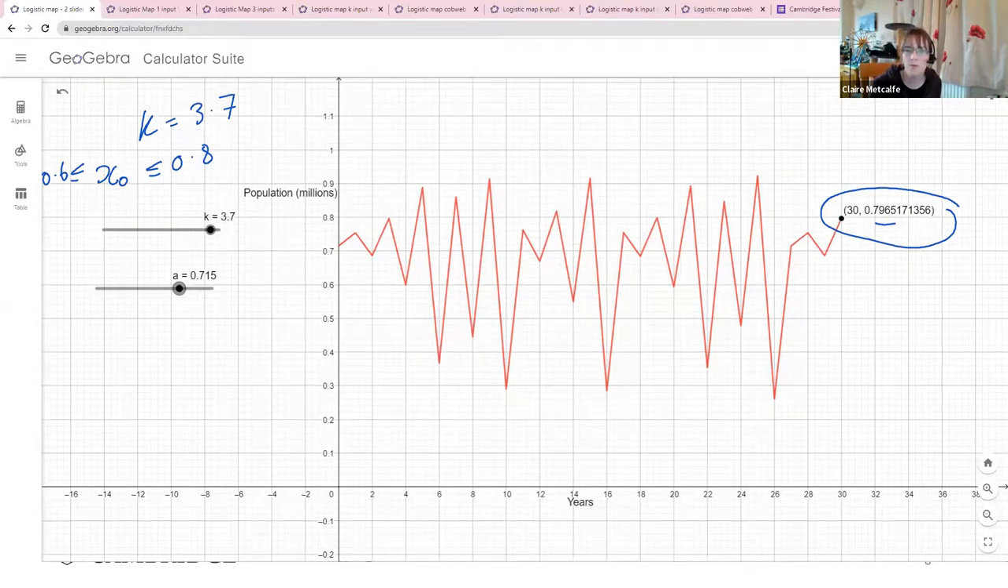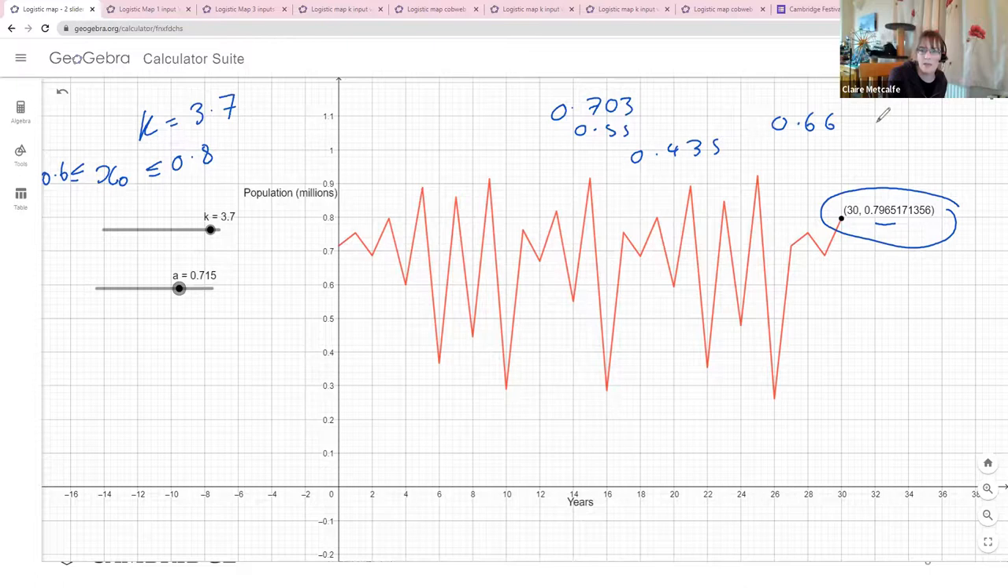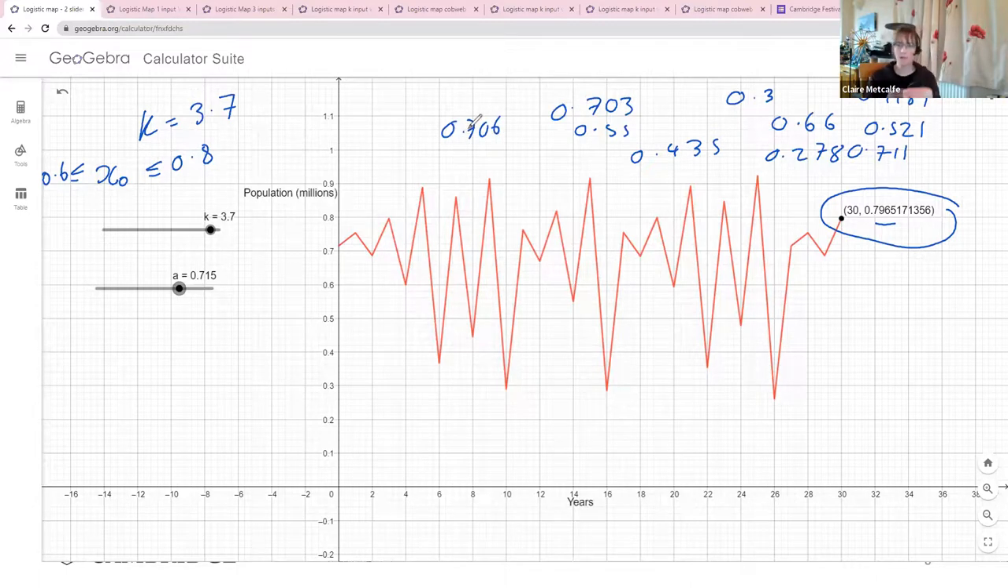We've got two answers so far. So we've got 0.703, 0.55, 0.435, 0.66, 0.521, 0.711, 0.9189, 0.278. Did a few more, 0.706. Okay, so we've got lots and lots of different answers.